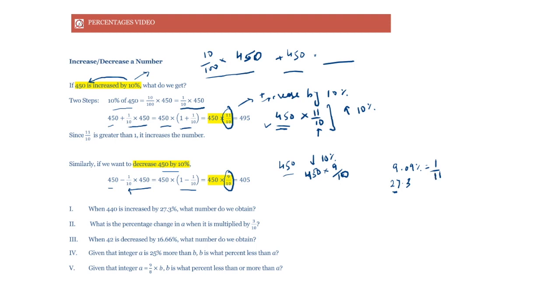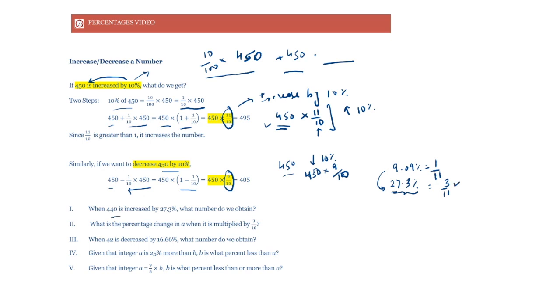So when I multiply both sides by 3, I get 27.27%, which is almost 27.3%. We can round it off to 27.3%. And we get 3 by 11 over here. So 27.3% is actually equal to 3 by 11.